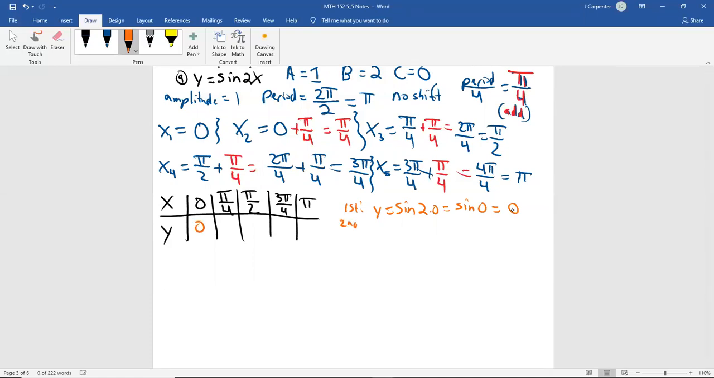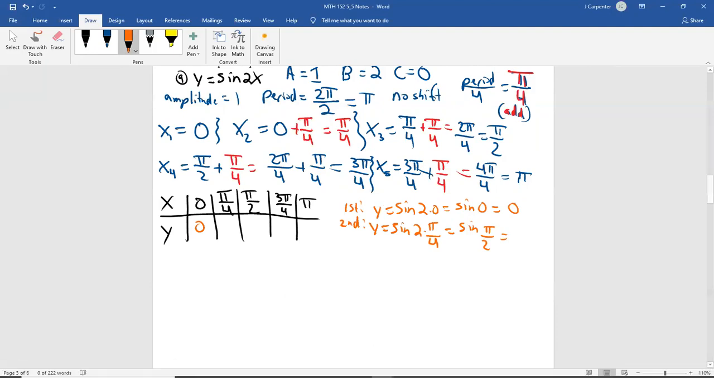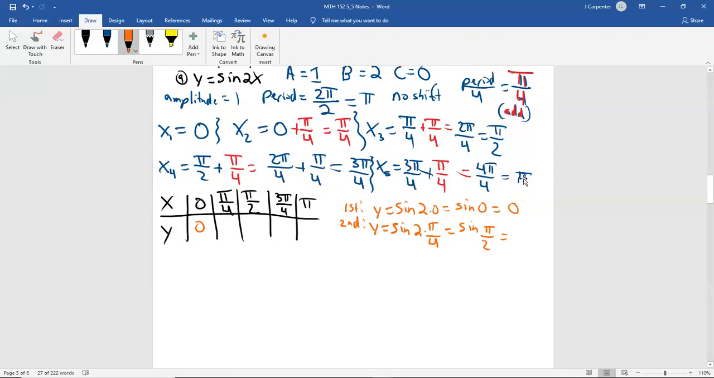For the second, we got y equals sine of 2 times pi over 4. The 2 and the 4 will reduce. So that's the sine of pi over 2. Sine of pi over 2, we go back to our unit circle. So that's 90 degrees. Sine is the y coordinate, so it's supposed to be 1. Well, look at that, a 0 and then the amplitude.